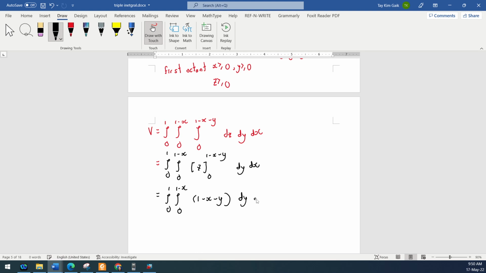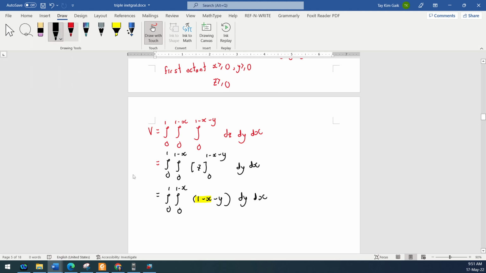So dy dx. Now this is in linear form, not a product. Integrate 1 minus x minus y with respect to y. When you integrate with respect to y, 1 minus x is constant. But they are not in product form, meaning multiplication form, so you cannot factor out 1 minus x like that. You can factor out if it is 1 minus x multiplied by y, but this is minus y. It is like a constant, say 2 minus y, something like that.